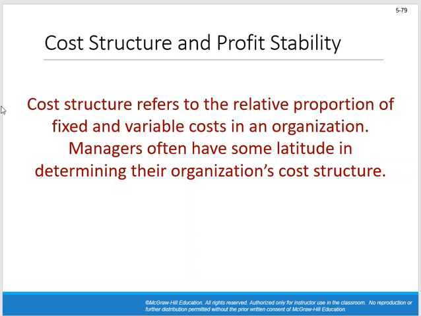Cost structure and profit stability. This is what I was referring to earlier. Our relative proportion of fixed and variable costs say something about the company's cost structure and what we refer to as profit stability, or even the risk that we're taking on. So in general, when we have higher fixed costs versus variable costs, we're taking on more risk. Now, with risk also comes reward. So a high fixed cost structure results in less profit stability. We're going to see more reward when things are really good. We're going to make more money, but when things are bad, we're going to lose more money.